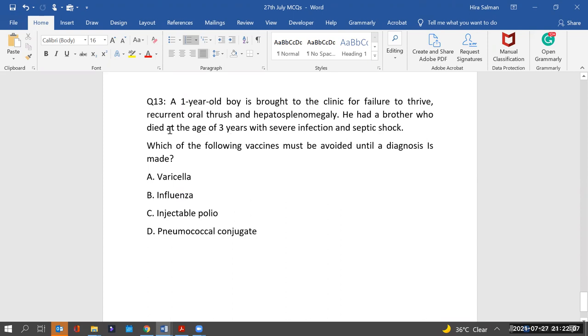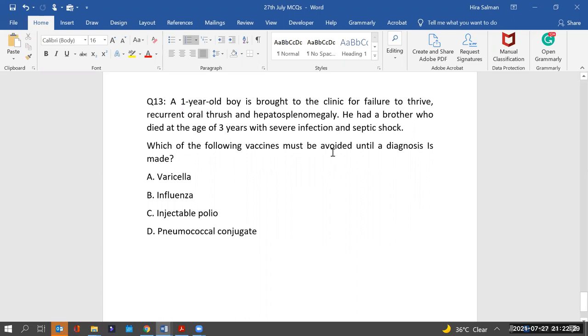He had a brother who died at the age of 3 years with severe infection and septic shock. So he has a family history. So most likely it's a case of severe combined immunodeficiency, where there's involvement of brothers and sisters as well, the whole family. Why? Because they are deficient of B lymphocytes and T lymphocytes. So severe immunodeficiency is there in their home.